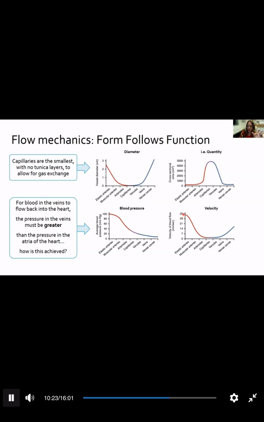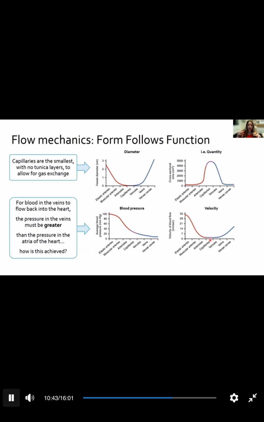But let's talk really quickly about velocity. So this is one way that pressure kind of coordinates with blood flow overall. So the higher the pressure, usually the faster the blood is moving. So fast blood, high velocity, high pressure from the heart going really fast.